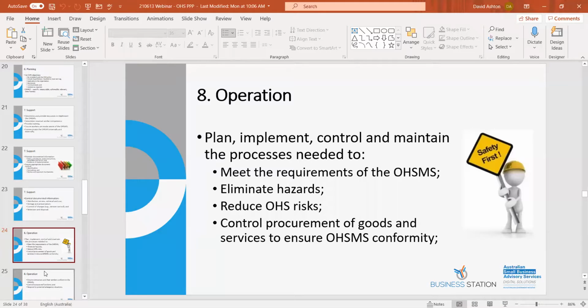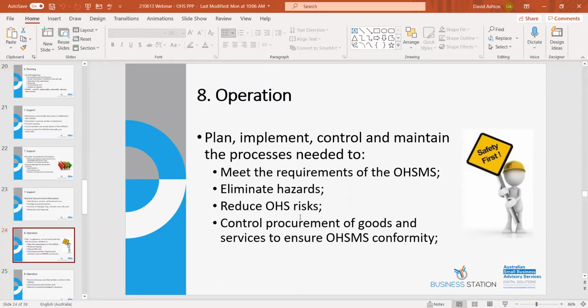So in terms of the operational side, this is actually the doing part. So you need to plan, implement, control and maintain the processes needed to meet the requirements of the OHS system. You need to eliminate hazards, reduce risks, and control procurement of goods and services to ensure safety and health conformity as well. So, if you're purchasing PPE, for example, that the equipment complies with relevant safety standards. So, safety standards around safety boots or helmets or things like that. So you need to factor that into your procurement.